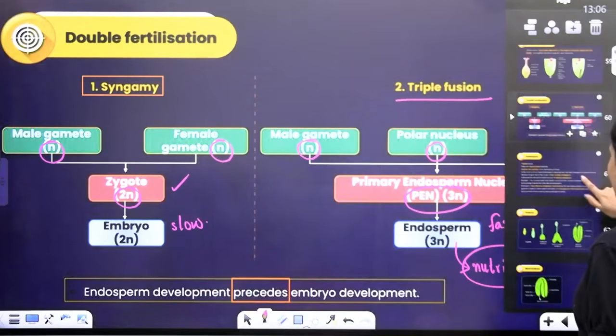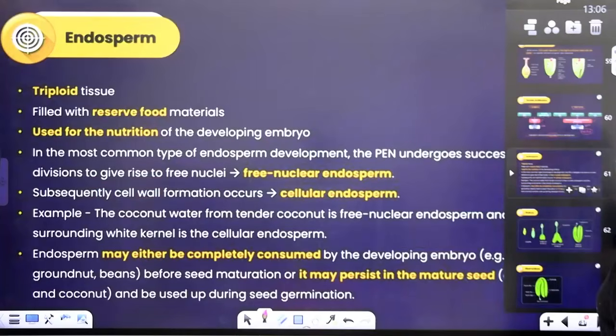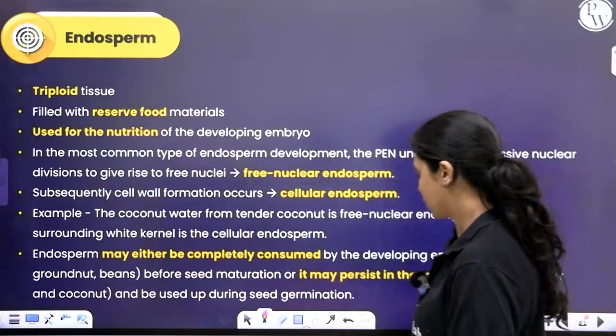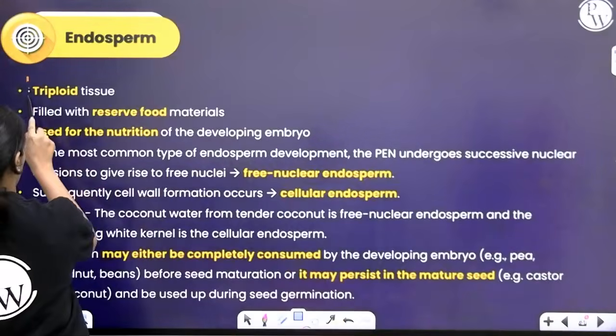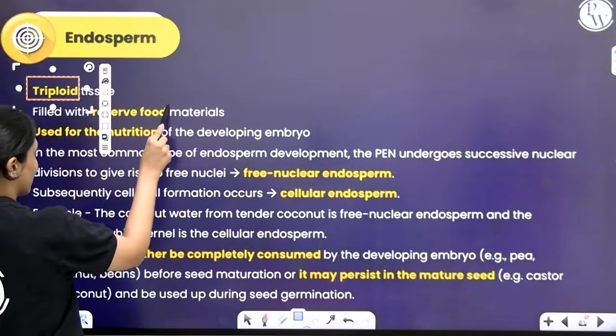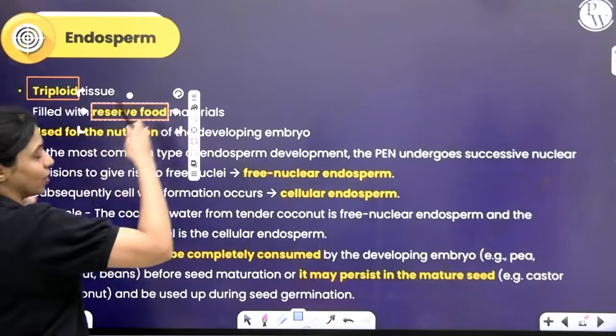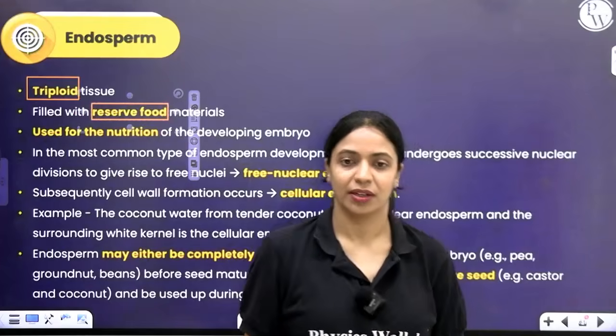All right. Now let's talk about the endosperm. I've told you that endosperm forms first. Endosperm, as we know, is triploid in nature. It is nutritive, therefore it is filled with reserve food. It is used to nourish the developing embryo. I've told you about that.